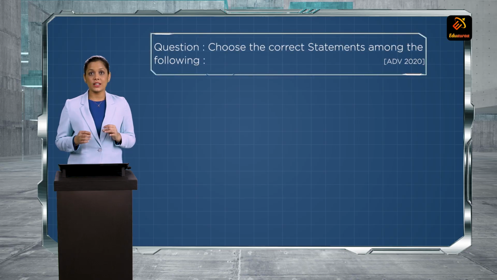The chapter today is coordination compounds. Let's see the first question. This question, students, was asked in Advanced 2020. And the question is, choose the correct statements among the following.